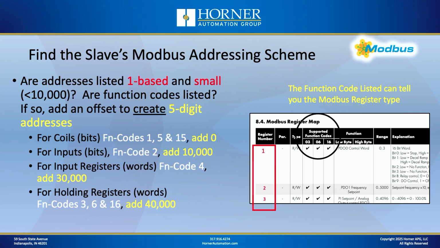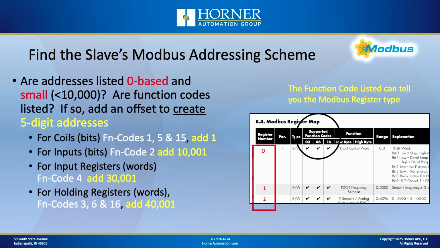If what we're looking at instead are numbers that look like the following, small numbers that are 1-based, and we also see function codes listed, that tells us we're going to have to build our 5-digit Modbus address by adding an offset. How big an offset do we add? Well, that depends on the function code. So if the function codes listed are associated with holding registers, for instance, then we need to take that register number in the chart and add 40,000 to it to get our 5-digit traditional Modbus address. If it's an input register with a different function code, you'll add 30,000.